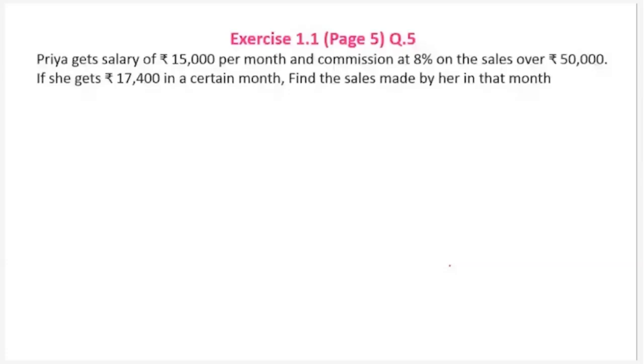How do you write the sales over 50,000? Yesterday we discussed it. Mathematically, sales over 50,000 is sales minus 50,000, and better you put it in bracket. If she gets 17,400 in a certain month, find the sales made by her in that month. So she is getting 15,000 per month plus commission. Commission is 8% on sales over 50,000.